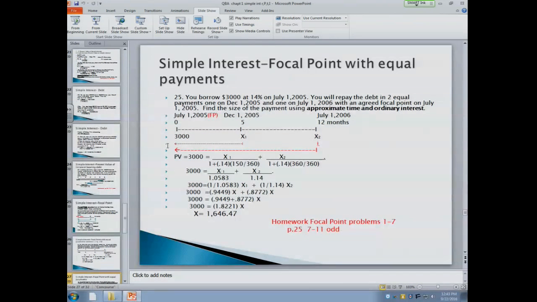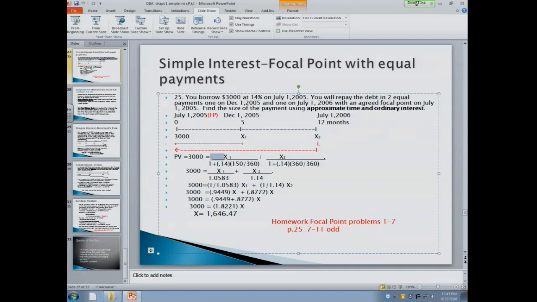So the arrow's going to the left, so we're finding a present value. So now we have to find a present value of X1, a present value of X2, add them together to be $3,000. We don't have to do anything to the $3,000 because it's at the focal point. So $3,000 equals the present value of X1. Here's the present value of X1 and the present value of X2.